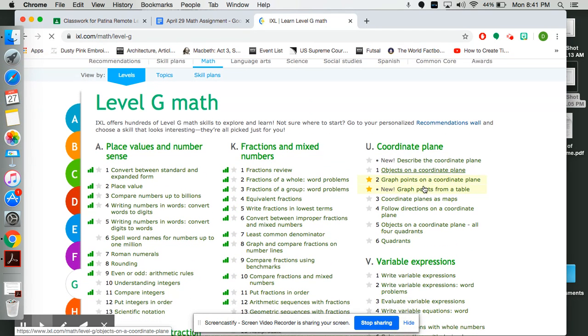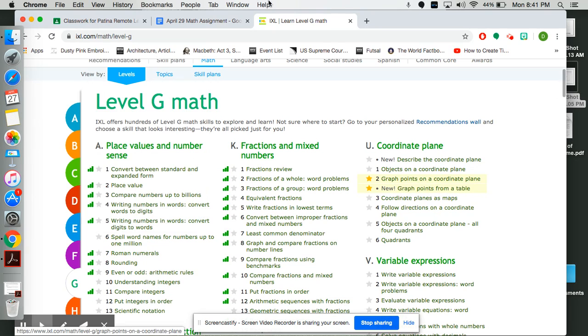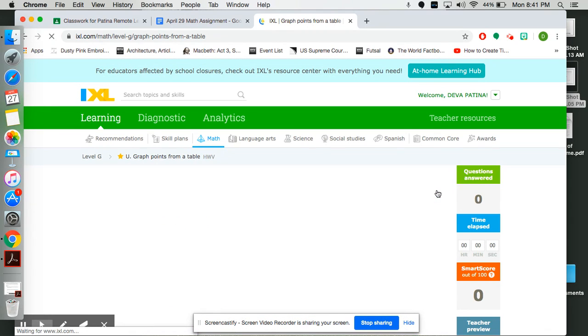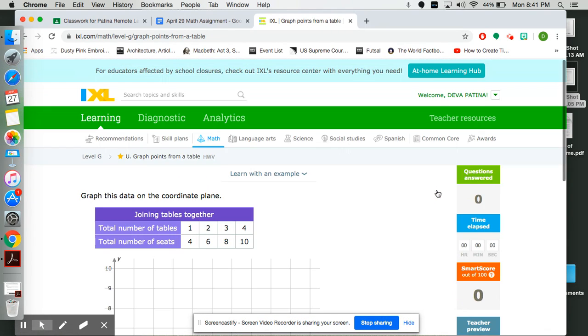So the next skill I'd like you to do, if you get to a SMART score of 70 on that one, is graph points from a table, and it's right underneath U.2. It doesn't have a number in front of it, but it says new and it has that bullet point. It's also starred in your recommendations. I'm going to click on that.